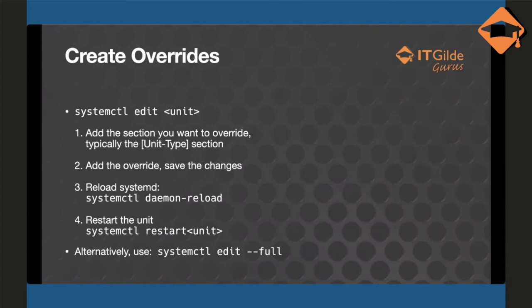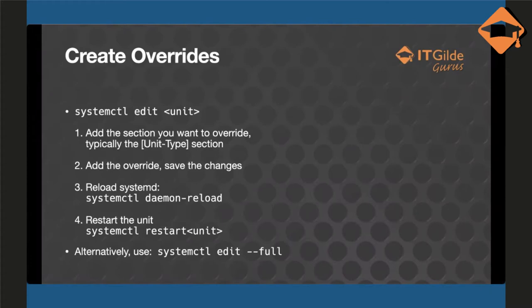For all other settings, for all other properties, you can use the systemctl edit command. It will start an editor, defined by the EDITOR or SYSTEMD_EDITOR variable. If there are not already overrides available, an empty file is created. Add a section for a specific unit type and the properties you want to override. You can also use systemctl edit with the --full parameter, which will copy the existing unit file into the override. And in my opinion, that's just a matter of taste.